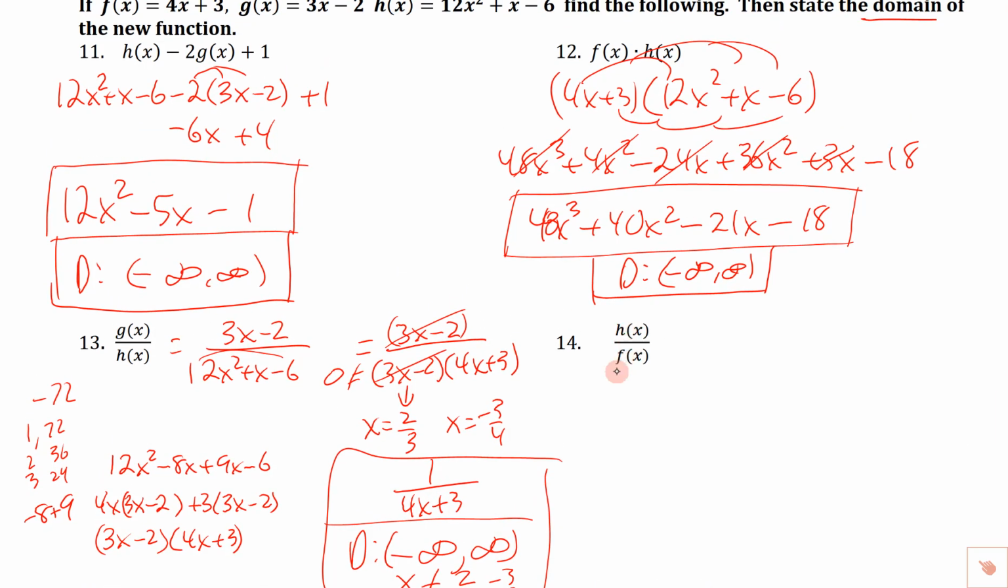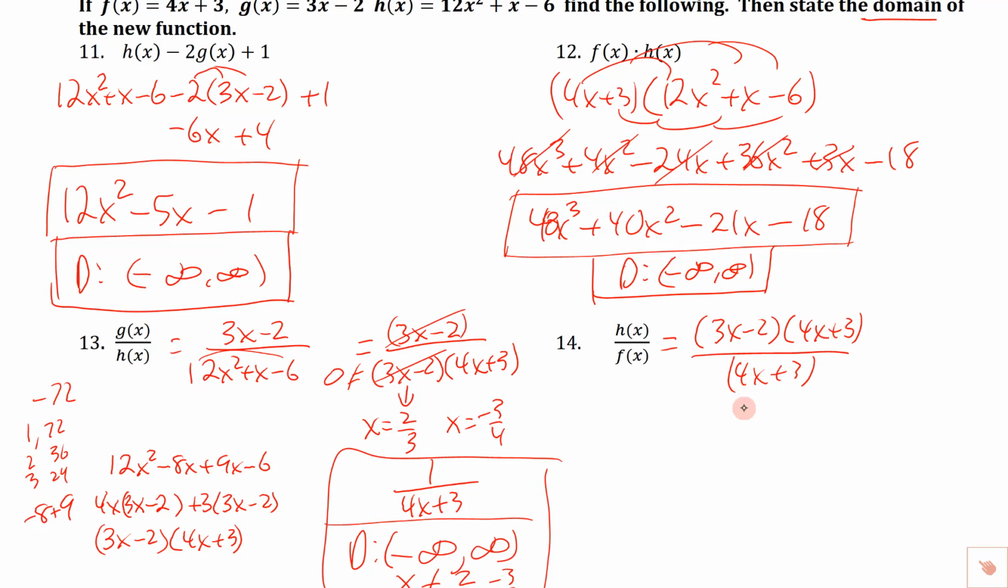We've got h of x over f of x. So we've got h of x, which is going to be the 12. And in fact, I'm going to go ahead and simplify this here. Let's just go ahead and write down what those factors were. If we take h of x, we're going to have to factor it anyway, so we've already got the work done. 3x minus 2, 4x plus 3, and we're dividing that by f of x, and f of x is 4x plus 3. Now, you'll notice that these are exactly the same.